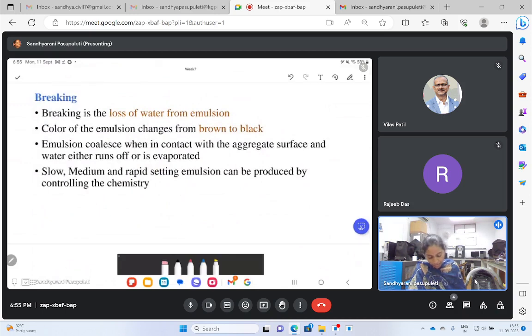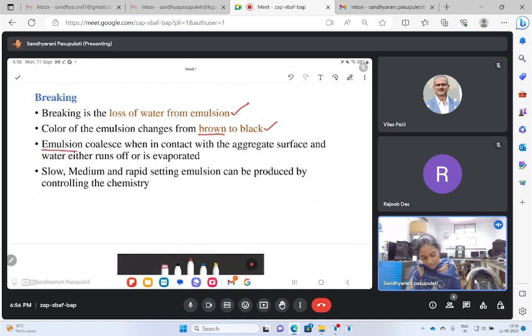And another important thing is breaking. Breaking is nothing but the loss of water from the emulsion. So how do we understand that the emulsion has already lost the water? Initially, when you mix the water and the small bituminous particles, they are brown in color. Whenever the water gets evaporated, it turns black. That means the breaking has been done.